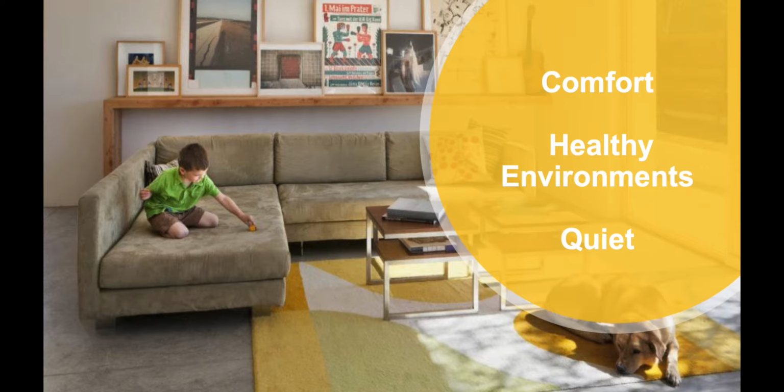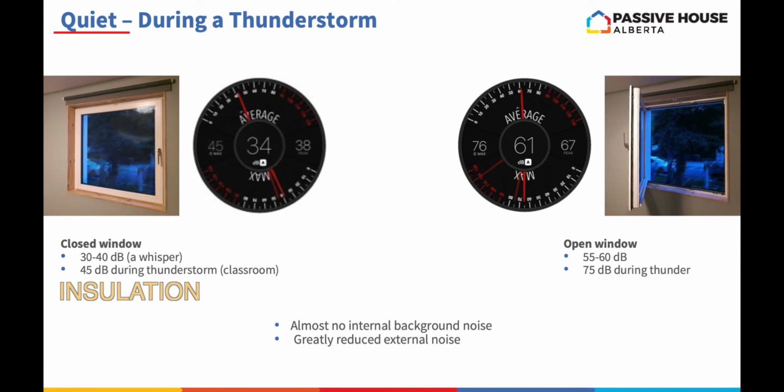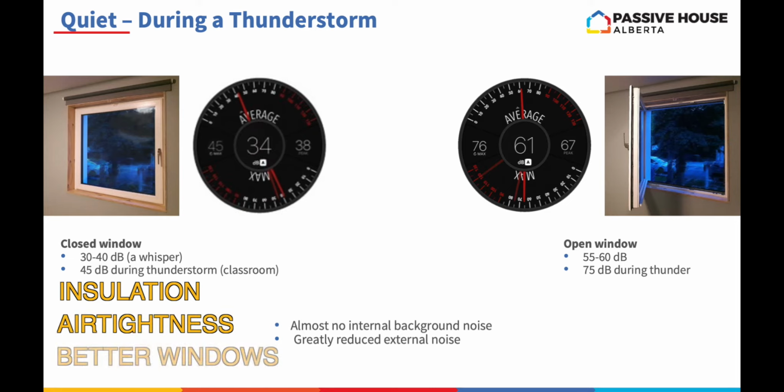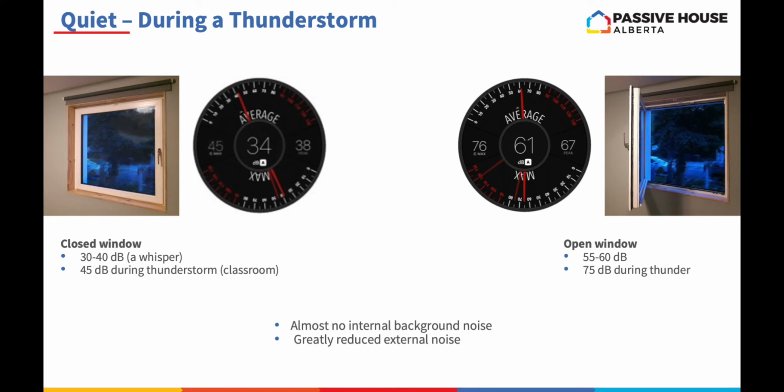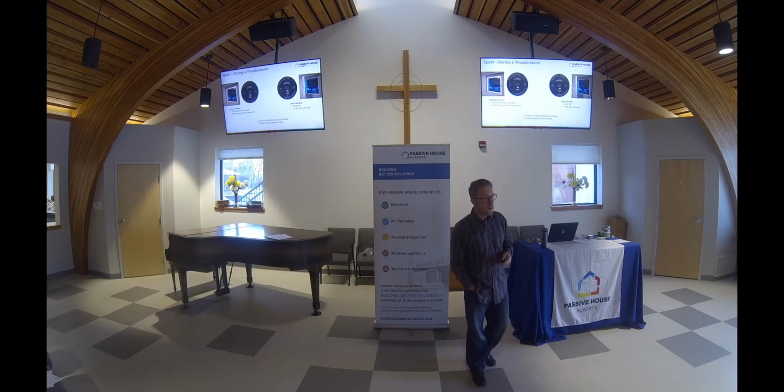The next benefit is you're going to have a quiet house. Obviously you have a lot more insulation, a lot more air tightness, and your windows are higher performance and better sealed. That basically stops the sound from coming in. So again, this is in my house during a thunderstorm with my windows closed. The decibel rating was 30 to 40 decibels, which is a little bit more than a whisper. It's like a very light conversation.